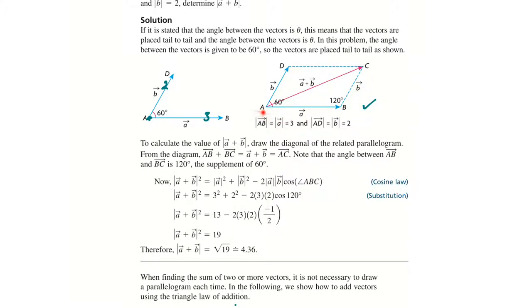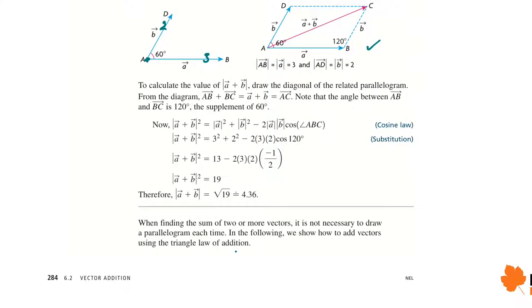Looking at triangle ABC, we can find magnitude of A plus B using cosine law. Magnitude of A plus B to the power of 2 is magnitude of A to the power of 2 plus magnitude of B to the power of 2 minus 2 times magnitude of A, magnitude of B, cosine of 120 degrees. From here, magnitude of A plus B is 4.36.